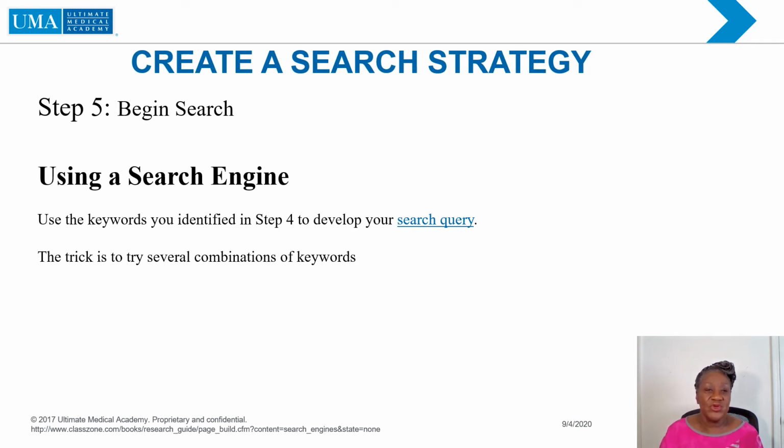In step 5, you're going to begin your search using a search engine. And we've already talked about those search engines. There are a lot of them. You're going to use the keywords that you identified in step 4 to develop your search query. And a good trick and best practice is to try to use several combinations of keywords and multiple search engines.